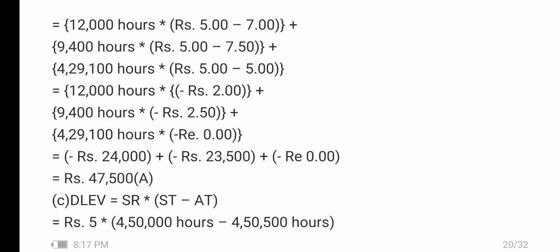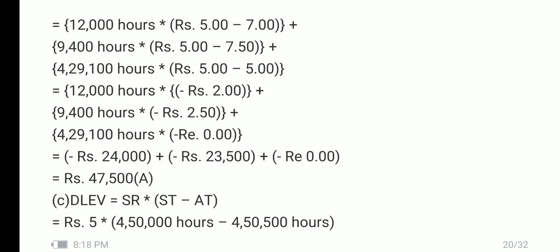But for all these hours, the uniform standard rate is 5. Accordingly, we have to consider: 12,000 hours into 5 minus 7, plus 9,400 hours into rupees 5 minus 7.50, plus 4,29,100 remaining hours into 5 rupees standard rate minus 5 rupees actual wage rate.